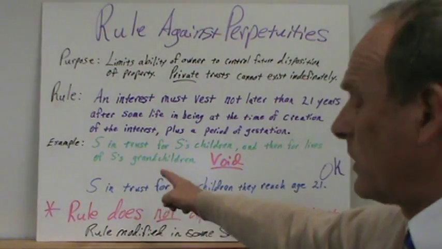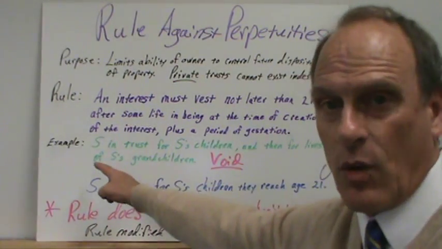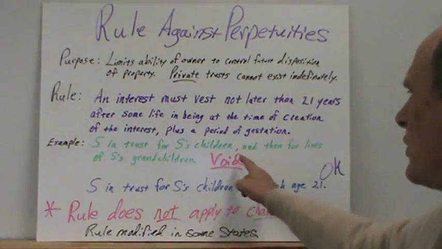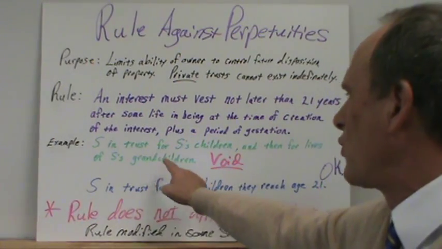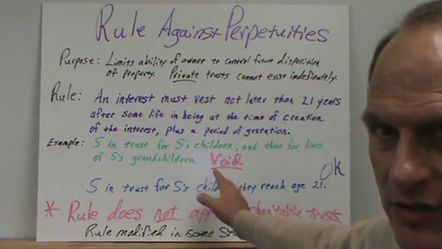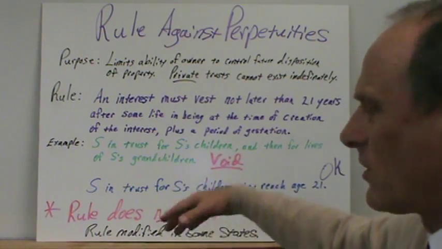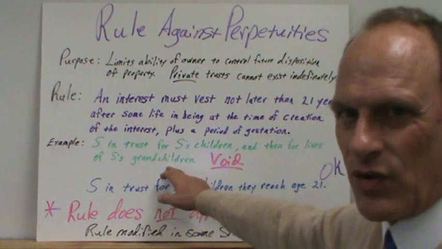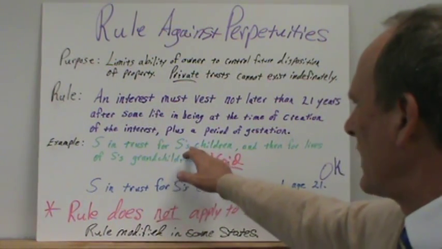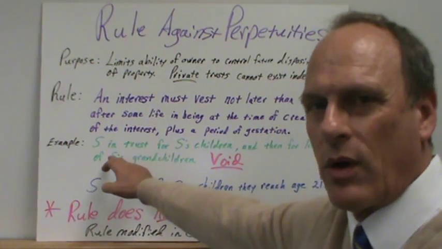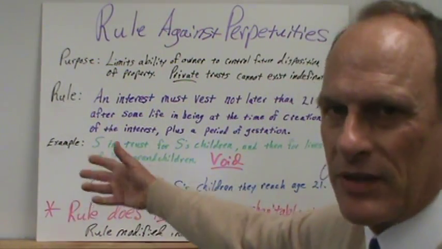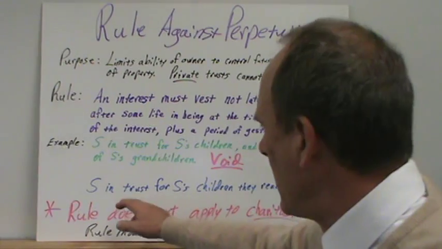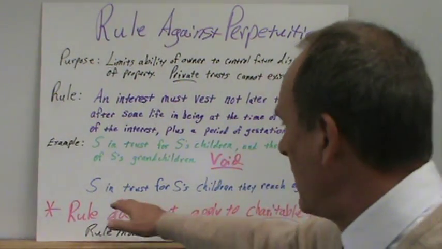Now, an example would be this: the settlor puts the money in trust for the settlor's children and then for the lives of the settlor's grandchildren. In many states, this may be void because, depending on the circumstances, these grandchildren in the future may be the children of the settlor's children who haven't even been born yet when the settlor creates the trust. Depends on the circumstances. So that one might be void in some states. Other states, it may be okay.